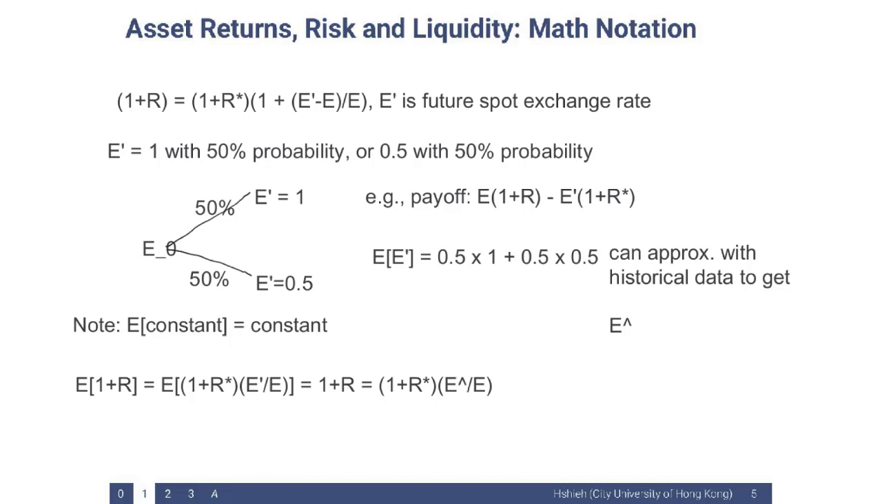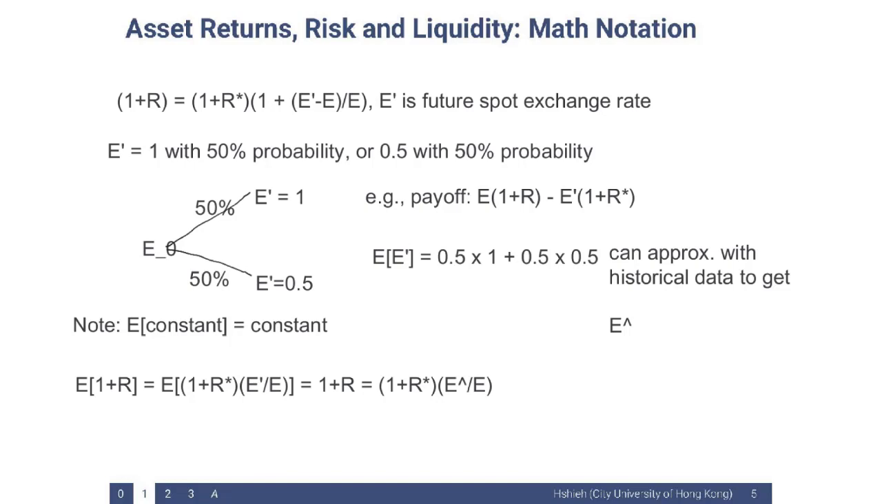It's uncovered because we're not engaging in a forward contract. We are exposing ourselves to future exchange rate risk. And you can see this here, right? We are exposing ourselves to e prime based on this payoff function, depending on what I think. In this case you're borrowing foreign and you're lending out domestic. Therefore, your payoff is here.